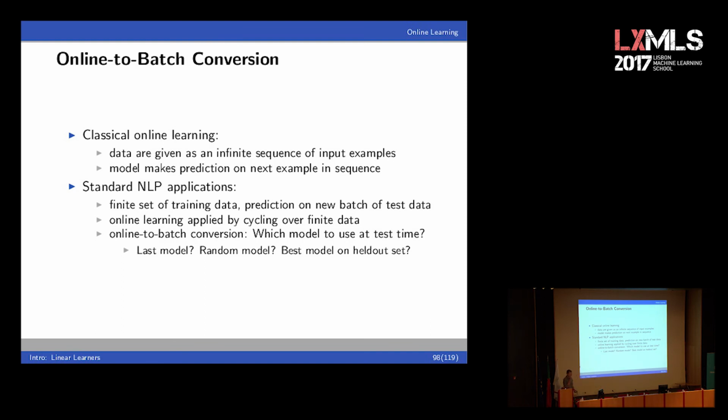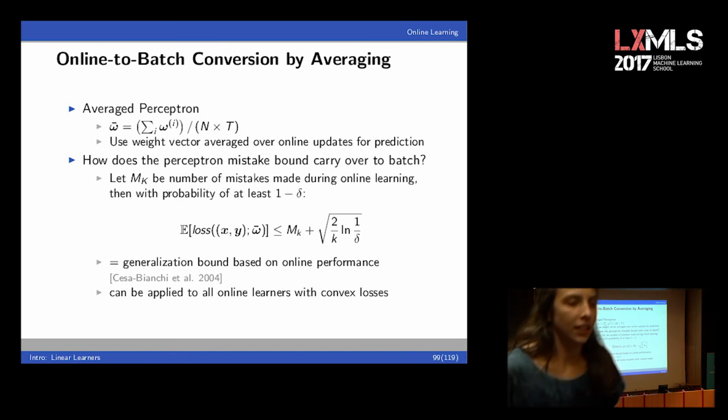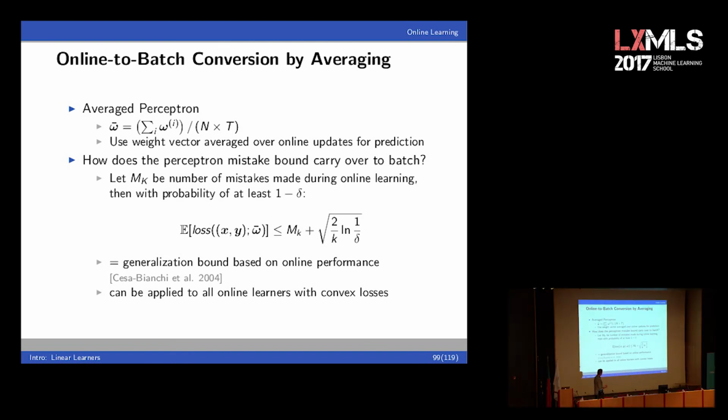So if you want to have a formal way of choosing a model, then one way is actually the averaging idea. So the average perceptron, as I showed a few slides before, you can show for the average perceptron that the expected loss under the averaged model, W bar, is always smaller than the loss you made during online training plus some term here.